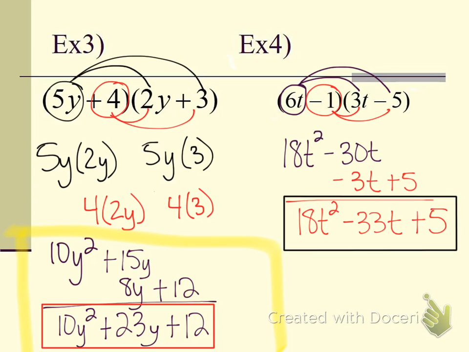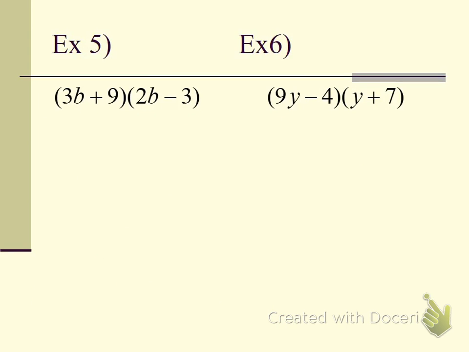Questions about example 4? If you didn't get it right, do you understand what went wrong? I hope so. We ready to move on? No one's saying no, so I'm going to go for it. Number 5, what's the first thing getting distributed? 3b, 2b, negative 3. Somebody other than Deontay, tell me what I get when I do that.